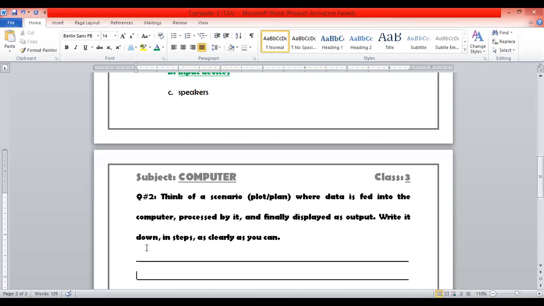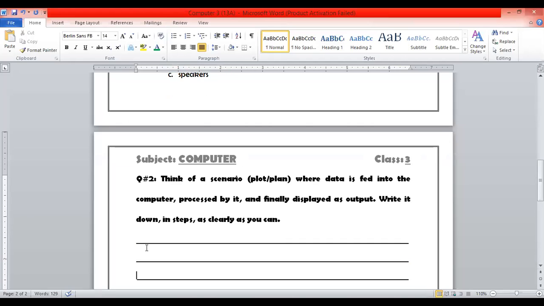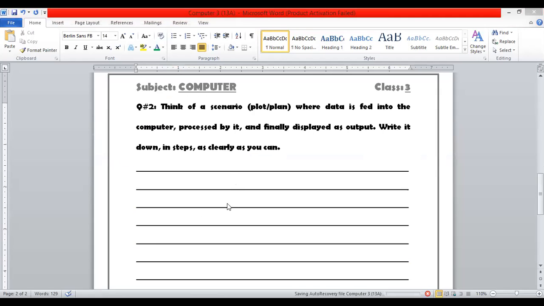Think of a scenario, plot or plan where data is fed into the computer, processed by it, and finally displayed as output. Write down the steps as clearly as you can. So, we will discuss this example.